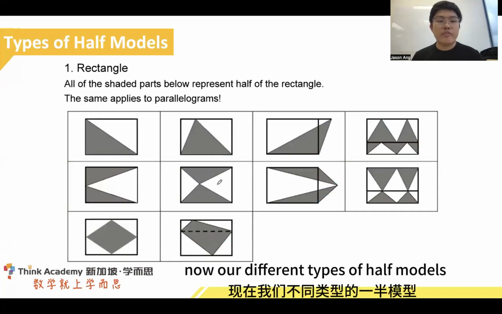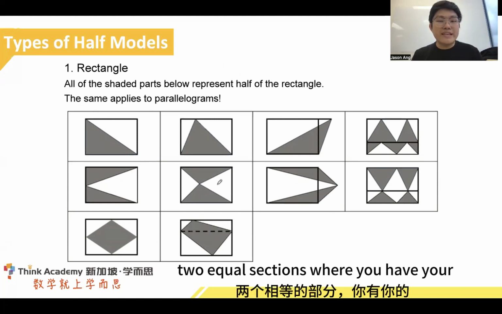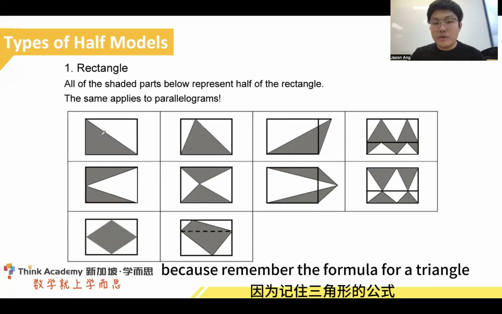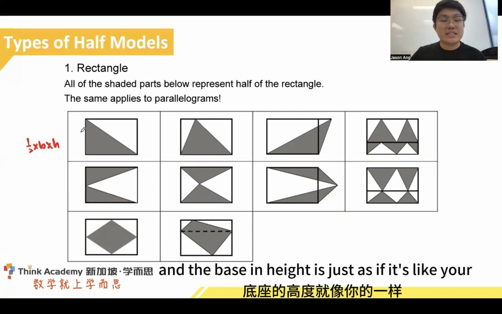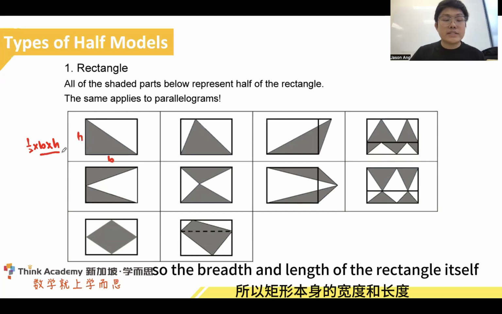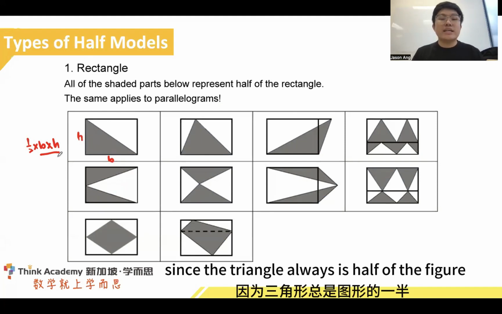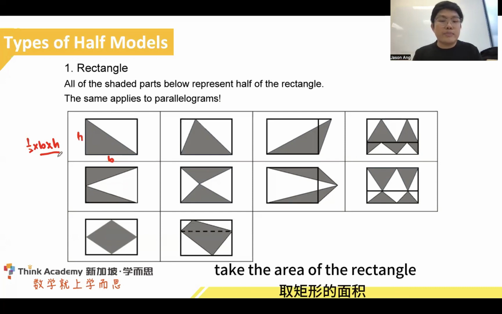Now, our different types of half models. As we notice over here, our rectangles can actually be cut into two equal sections where you have your triangle as shown below. Because remember, the formula for a triangle is half times your base times your height. And the base and height is just as if it's like your length and your breadth for the rectangle. So the breadth and length of the rectangle itself, multiplied by half, you get the triangle. Since the triangle always is half of the figure, in this case, we can just take the area of the rectangle divided by 2.